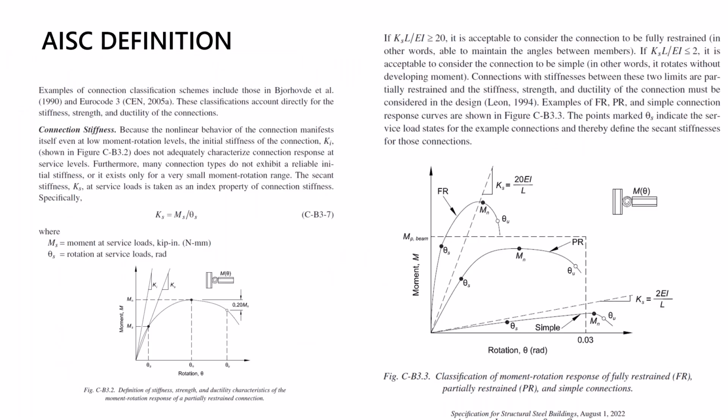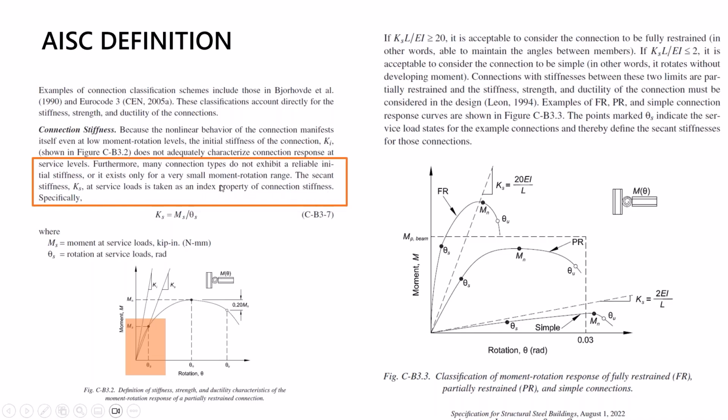Let's go back now to the code to show you what the AISC definition of the initial stiffness and second stiffness is. I am highlighting this important part where it says that many connection types do not exhibit reliable initial stiffness. So in this case, the stiffness that we worry about is the second stiffness. You can see here that it says the second stiffness at service loads is taken as an index property of the connection stiffness, all right?